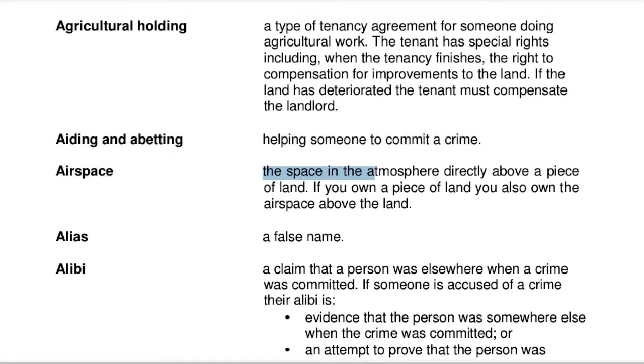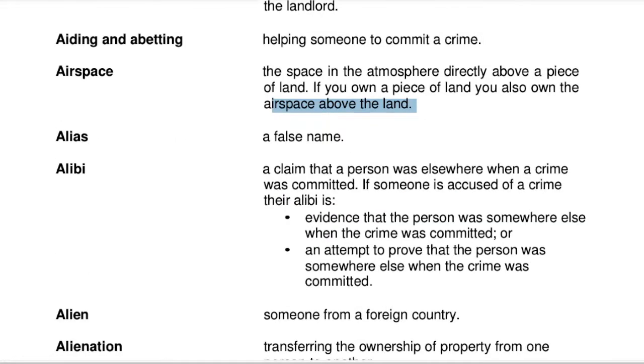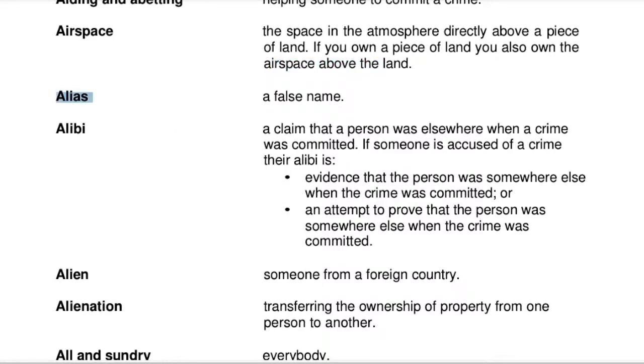Airspace, the space in the atmosphere directly above a piece of land. If you own a piece of land, you also own the airspace above the land. Alias, a false name. Alibi, the claim that a person was elsewhere when a crime was committed.